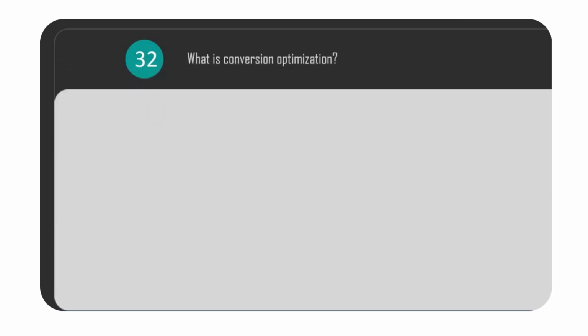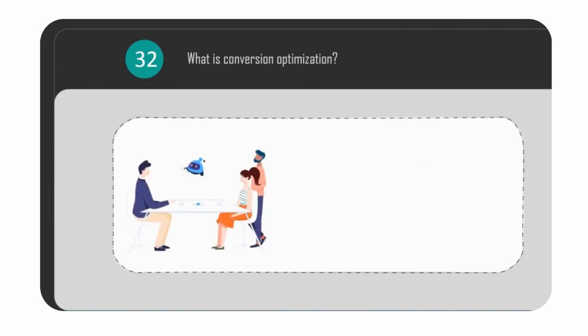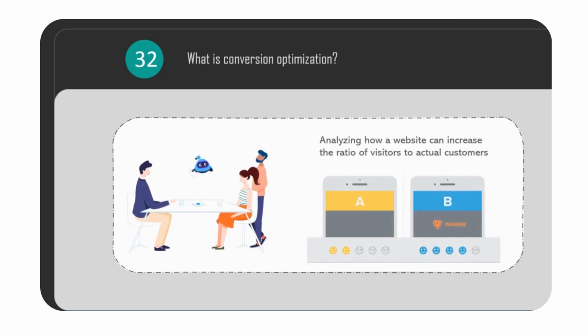Okay. Now, the next is, what is conversion optimization? Conversion optimization is a practice of determining how a website can increase the ratio of visitors to actual customers. A conversion is a site visitor who has taken a desired action rather than simply viewing content and leaving. One way to optimize conversion is to conduct A/B testing. This runs 2 web pages with altered designs or content to see which yields more conversions.